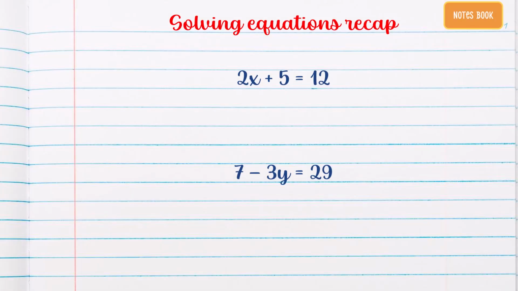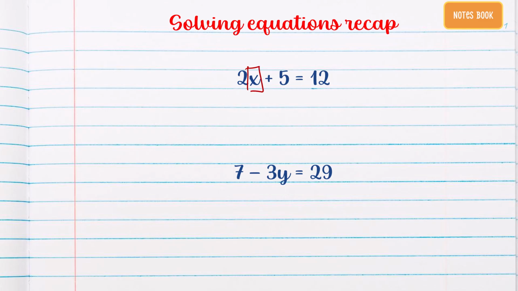Hey everyone, today we're going to be looking at solving equations with pronumerals on both sides. But before we jump into that, I just wanted to recap solving 1 and 2 step equations real quickly. Now, when we're solving equations, we want to isolate our unknown, our variable. That might be an x or y or m, it doesn't really matter.